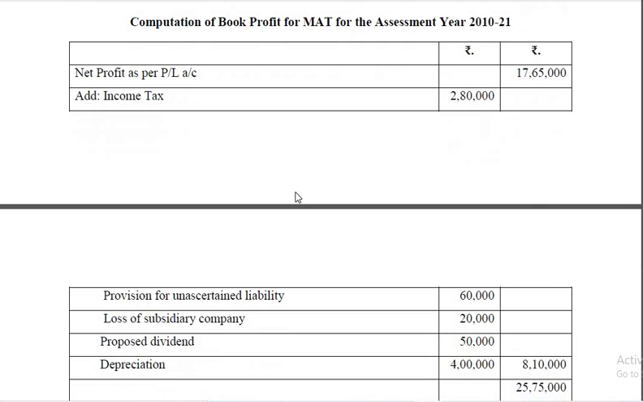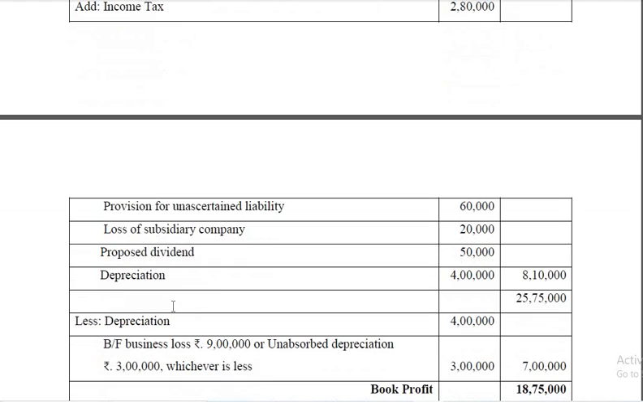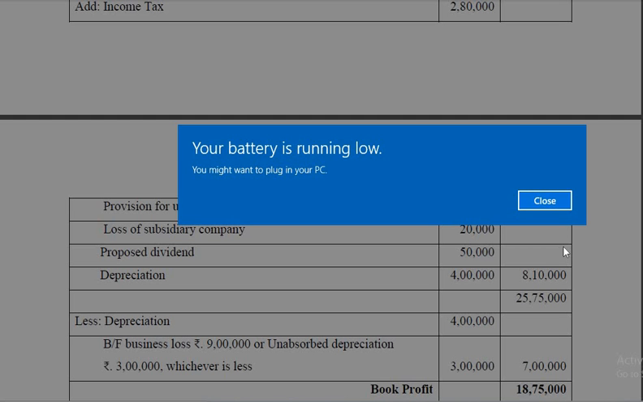Now we will calculate the book profit. So here also the starting point is net profit as per profit and loss account, 17 lakh 65,000. And what are the items to be added? I already told you income tax but not the wealth tax. Remember, provision for unascertained liability, loss of subsidiary company, proposed dividend, depreciation. These are the items to be added. And then next thing is what is to be deducted. Say depreciation.